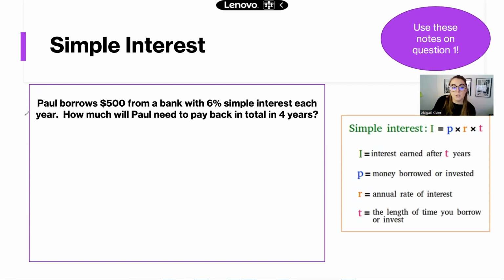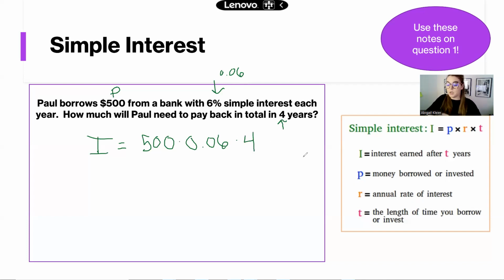Paul borrows $500. So we are solving for the amount of interest. That $500 is our principal or our initial value. So we have 500 times our rate, which is this 6%. Now, anytime you see something in percent form, make sure to convert that to decimal form. So 0.06. So right now we have 500 times 0.06 times the amount of time is 4.